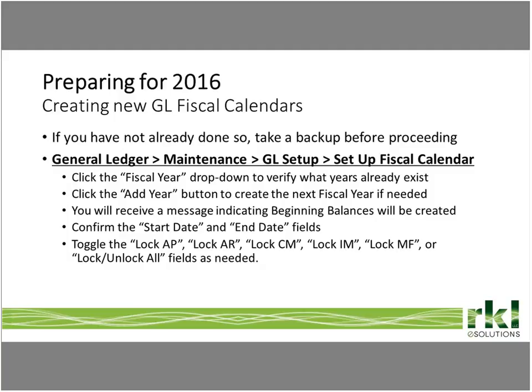There's an Add Year button in that task, and it'll simply add 1 to the highest year that it already has and create the new year based off of the same period end dates as your previous year. You'll want to make sure that you confirm the start date and end date for each period. And if you're in a newer version of 500, you're also going to have the ability to toggle the lock module, so lock AP, lock AR, lock cash management, lock inventory, lock manufacturing. You can do that individually by module, individually by period, or lock or unlock all modules for a given period.